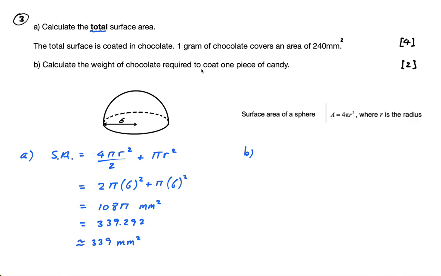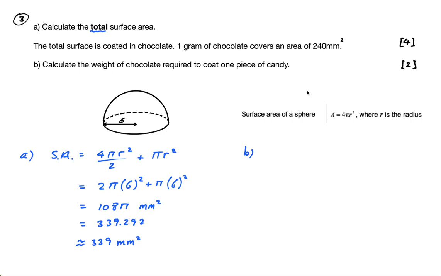Anyway, calculate the weight of chocolate required to coat 1 piece of candy with chocolate. So the total surface, which is this, is coated in chocolate. 1 gram of chocolate covers an area of 240 millimeters squared. Calculate the weight of chocolate required. So if it was 240 millimeters squared, we could cover it with 1 gram of chocolate, but it's not. It's more than that.